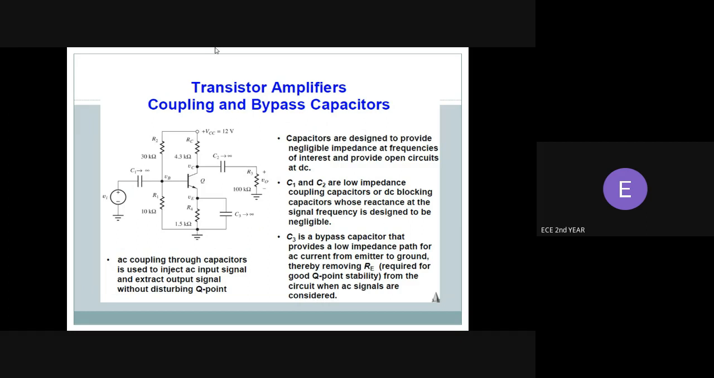C3 is the bypass capacitor that provides a low impedance path for AC current from the emitter to ground, thereby removing or evacuating the resistor from the circuit as far as the AC signal is considered. Right. Whenever the AC signal passes the emitter, it should not choose the path of R1, it should choose the path of C1, whereas the purpose of R1 is in biasing. That's why we are using this bypass capacitor to pass the AC current without creating the resistor. By that I can maintain the Q point constant.